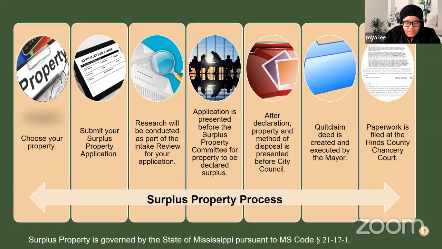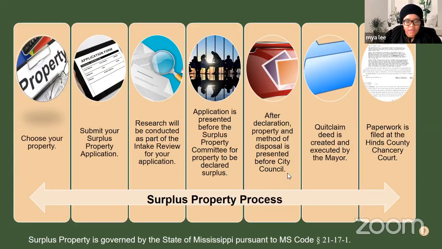After it goes before our city council for approval, then it will continue through our processes, depending on your disposal method, before a quitclaim deed is created and executed by the mayor. The very end of our process is just for the paperwork to be filed at our Hinds County Chancery Court. But throughout any part of this process, you will be in contact with me, and I'll be able to assist you as we're going from one step to the next. For this conversation right now, we're going to be looking at our first 2 steps: how to choose your property, the avenues to see the available properties, and then the second, which is how to submit an application for surplus property.